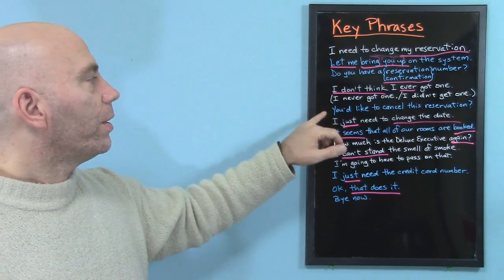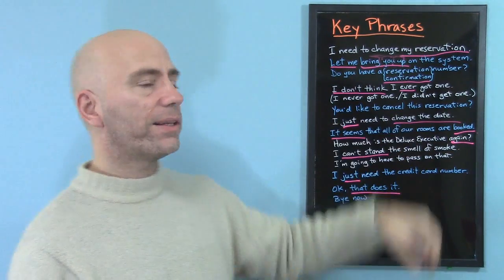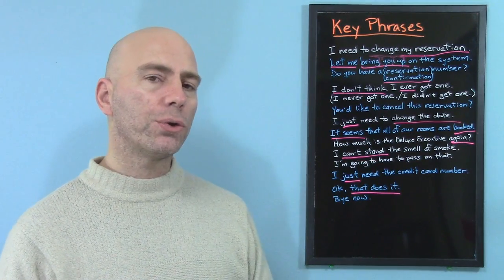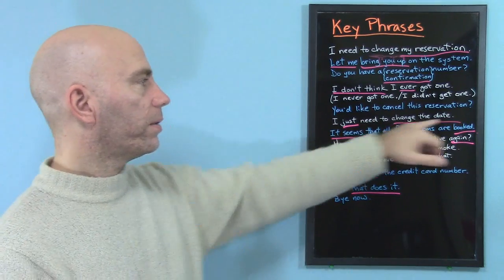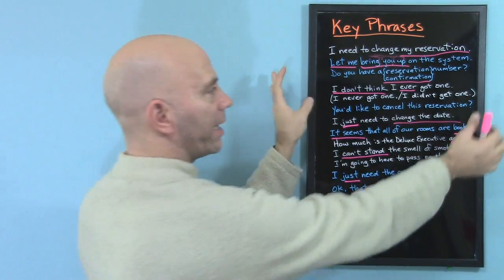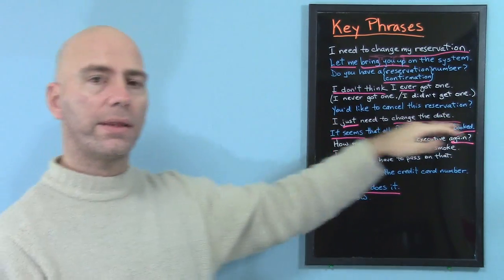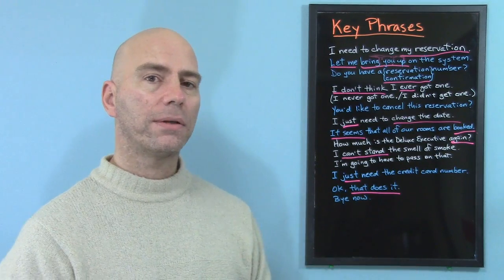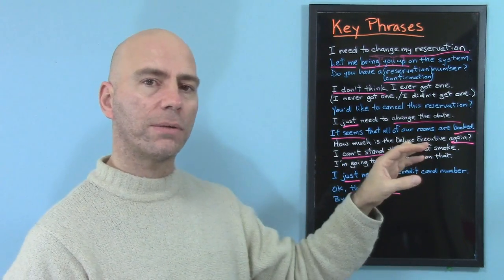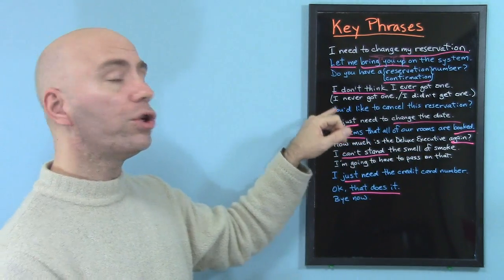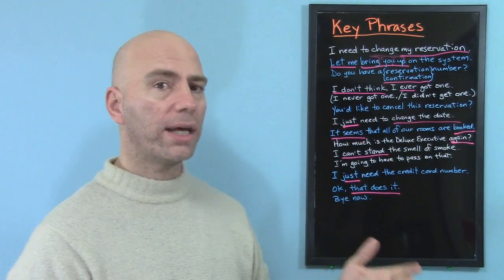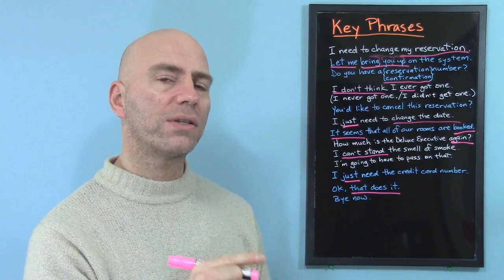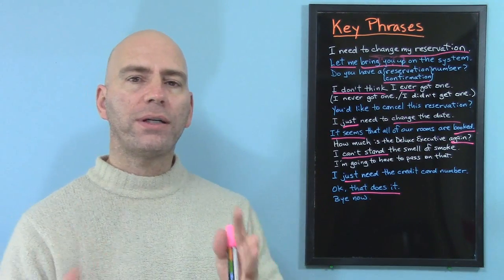The next sentence: "You'd like to cancel this reservation?" Now, here, it's a little bit unusual because there's a question mark here, but if you look at just the sentence, you see that it's an affirmative sentence. It's more like a statement. It's not phrased like a question, because a question is, "Would you like to cancel this reservation?" But he's not saying that. He's saying, "You would like to cancel this reservation?"